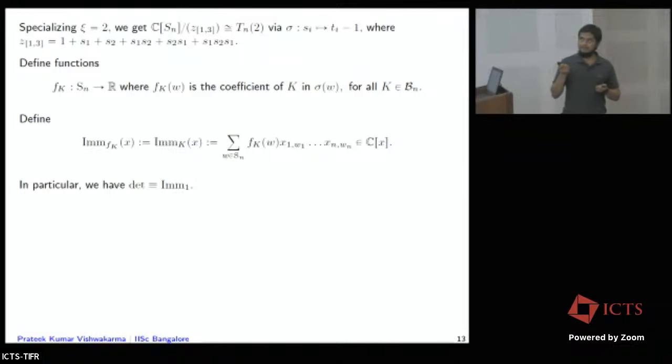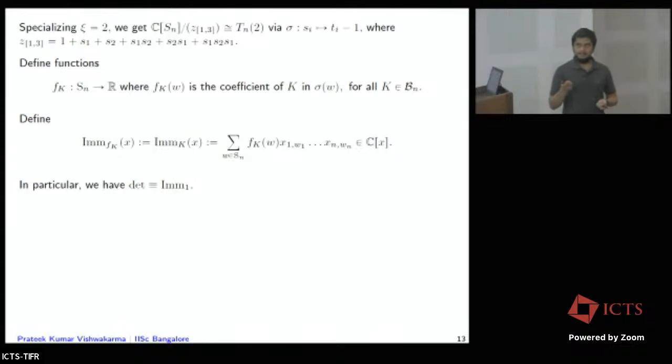So now that we have this homomorphism, we can define the function f_k corresponding to each basis element of T_n(2). How do we define that? So f_k(ω): we can compute σ(ω). In that σ(ω), we have the word s_1, s_2 and so on. So we multiply out (T_1 minus 1), (T_2 minus 1), and look for k in that multiplication. The coefficient there gives us f_k(ω). So we have defined f_k for each of the basis elements in the algebra.